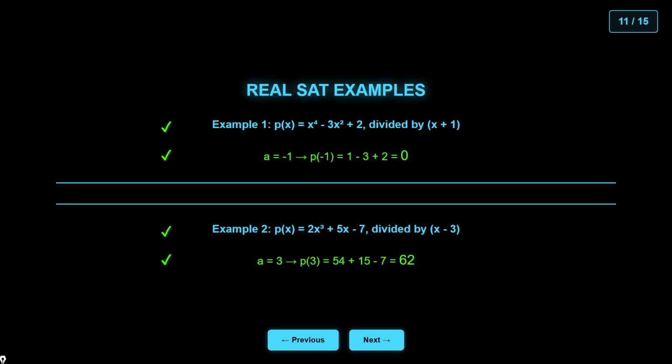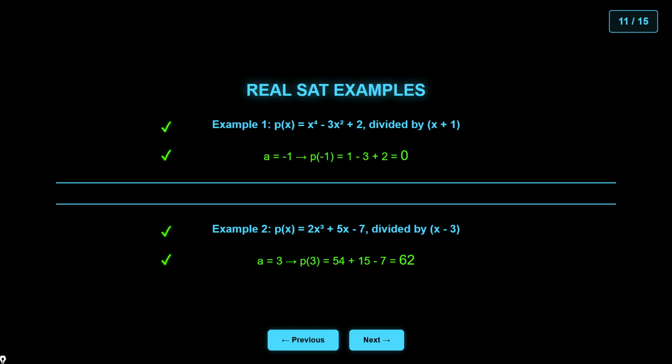Let's take another example. When p of x equals 2x cubed plus 5x minus 7 is divided by x minus 3. Here, let me compare x minus 3 with x minus a. A here becomes 3. So what's my remainder? I know my remainder is p of a. In this case, it is p of 3.